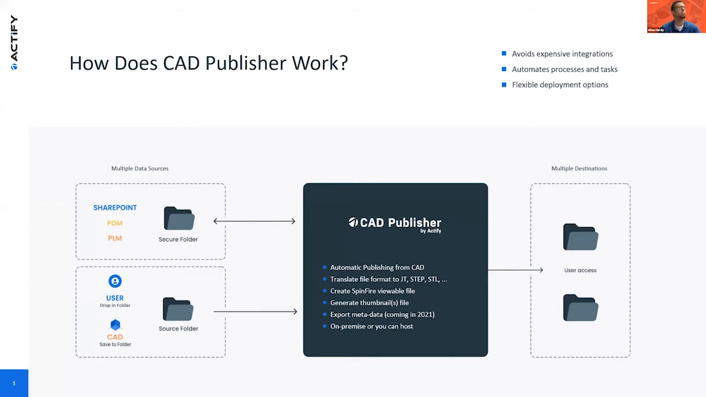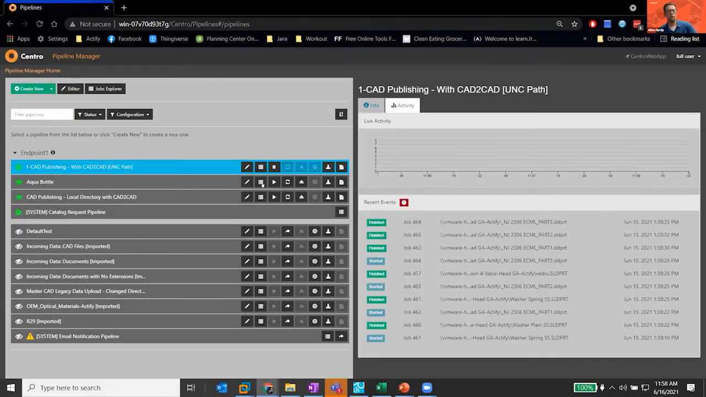Let me pull up what the CAD Publisher would look like. So here's our interface for CAD Publisher. Now this tool is really meant for the administrator to set up that workflow, to define where that inbound folder location is, whether that's on your local drive or set to a UNC path on the network, and then a set of actions to process, and then puts it into an outbound folder location.